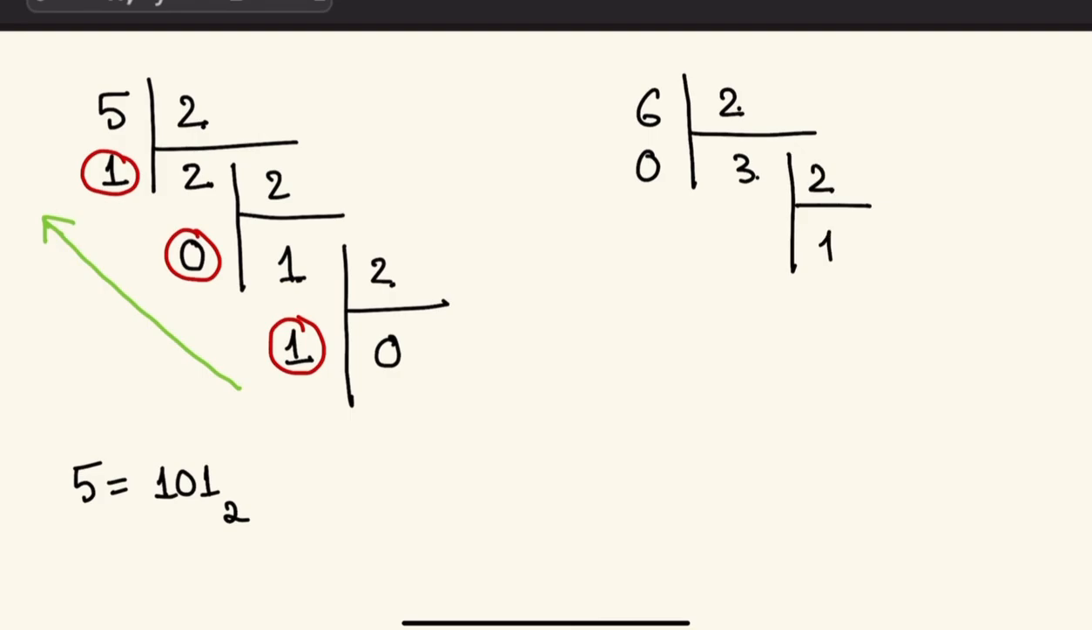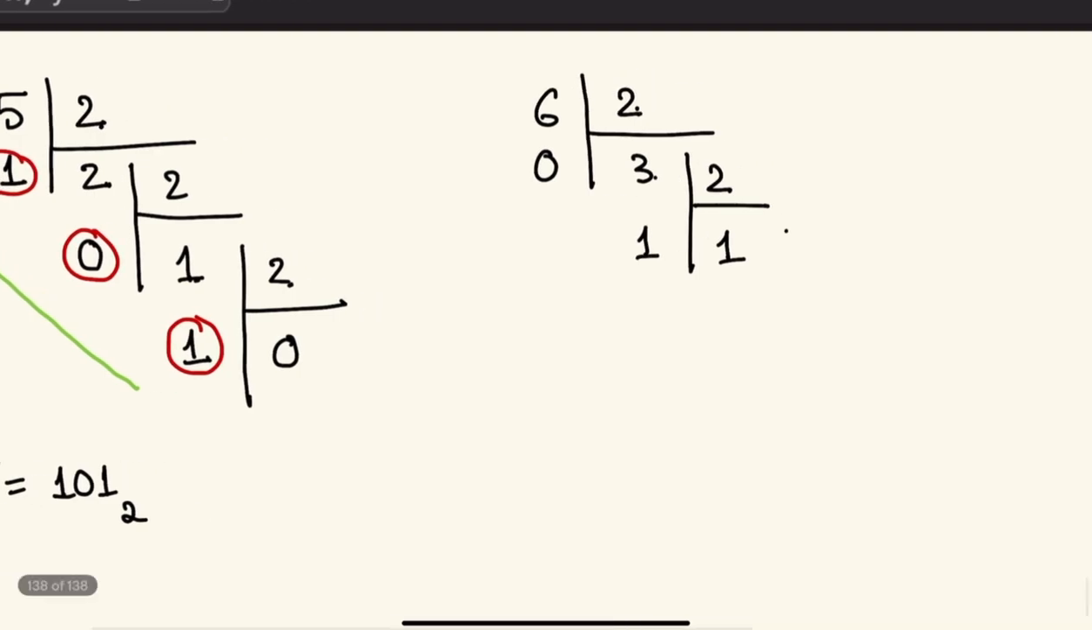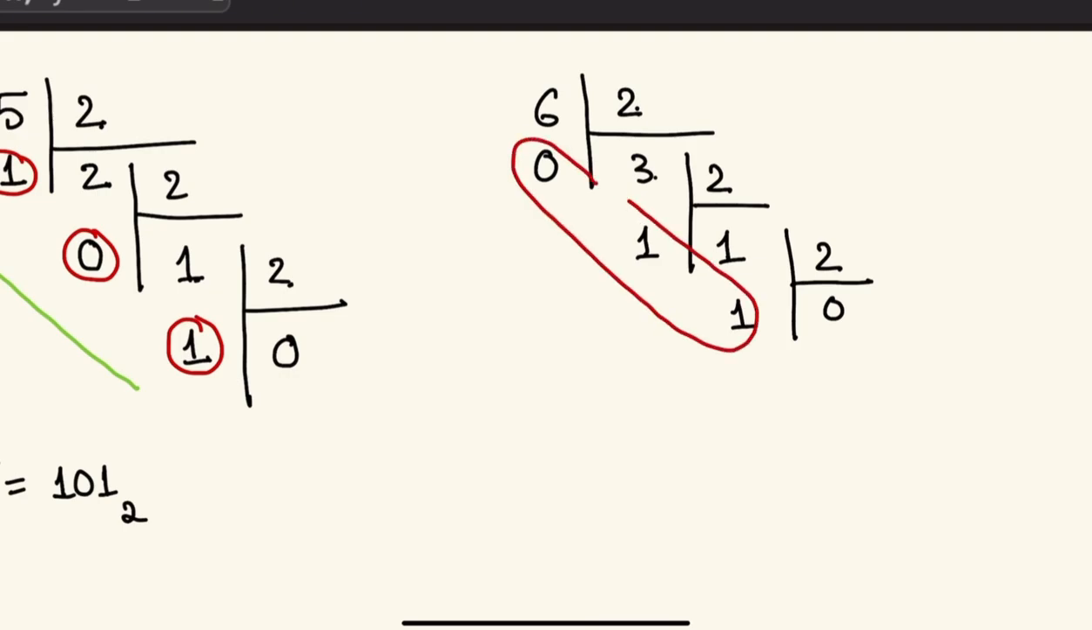So this one is going to be 1. And 1 times 2 is going to be 2. This one is going to be 1. And another time. Right. So you guys are going to see that we have 0, 1, 1. And because we are going to go from bottom to top, 6 would equal 1, 1, 0 at base 2.